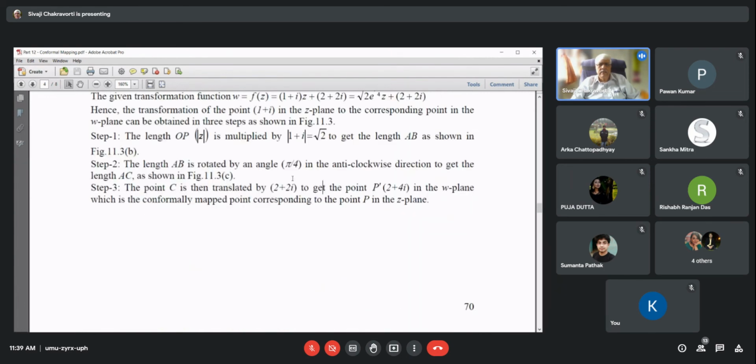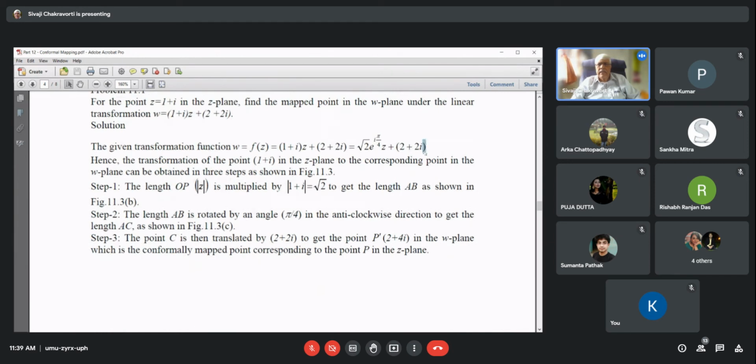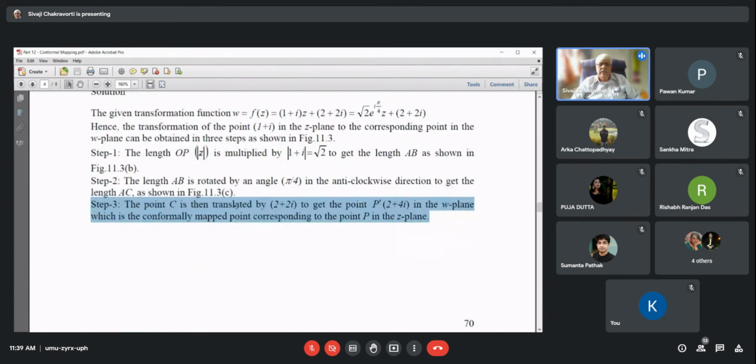And now the third step, that is this B, that is 2 plus 2i. That means now I am saying step 3, that it is translated by 2 plus 2i. That's the last step.